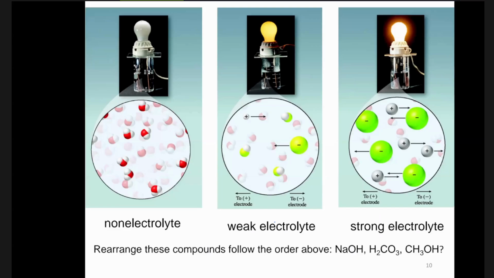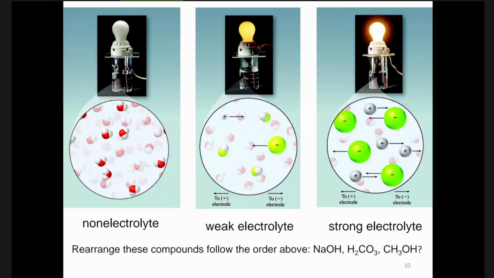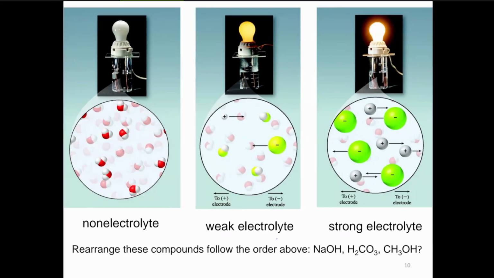Now, if you are given three compounds, sodium chloride, sodium hydroxide, carbonic acid, and methanol, and you are asked to put them in the three pictures. You can say that here will be CH3OH, because when it dissolves in water, it will not generate any ions, so there is no conductivity.